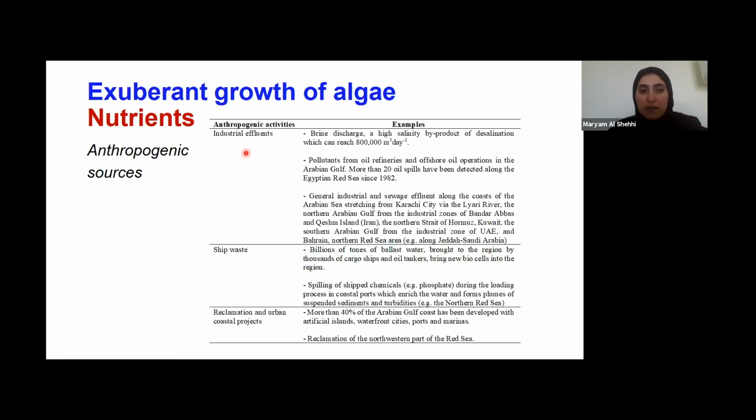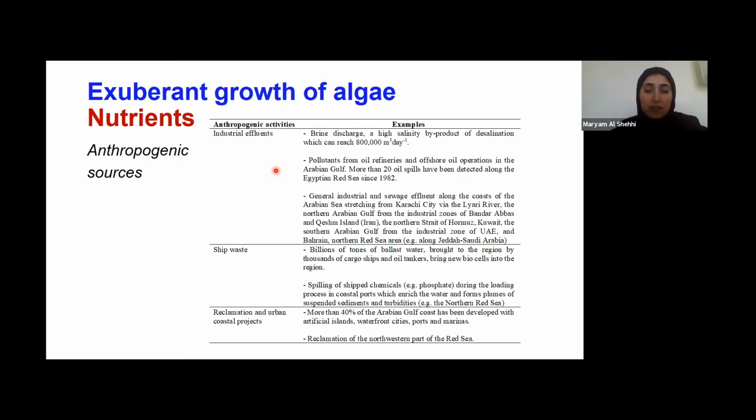The second source of industrial effluents could be the pollutants from the oil refineries and the offshore oil operations in the Gulf. Especially the Arabian Gulf is one of the highest oil exporters to the world, so there is a lot of traffic of oil tankers in the area. So a lot of oil incidents can happen and affect the composition of the water.